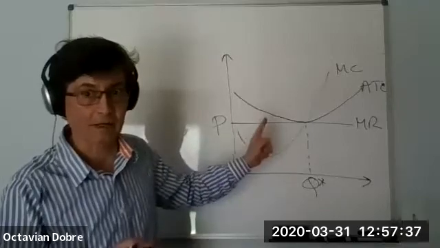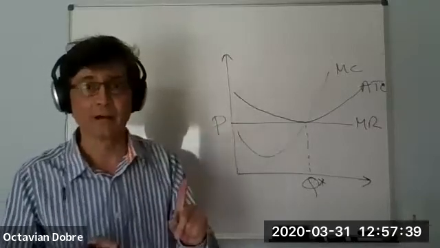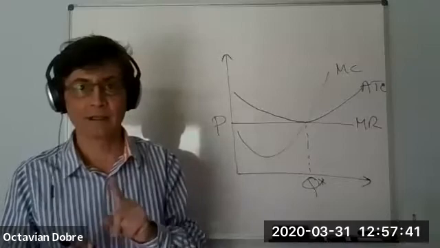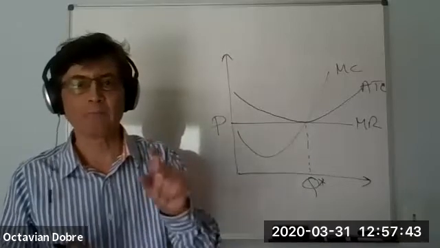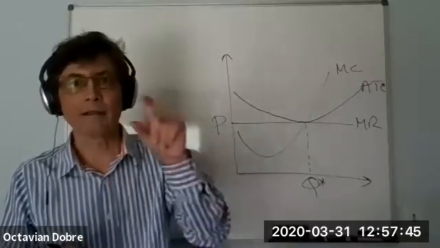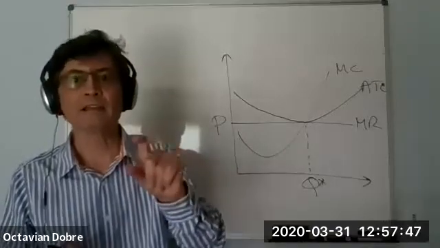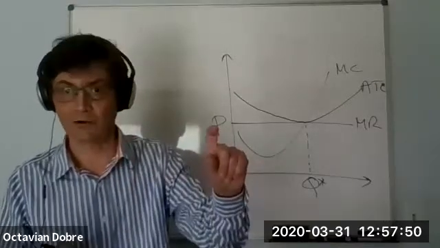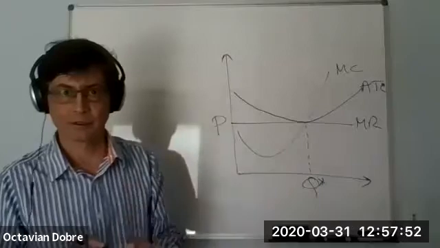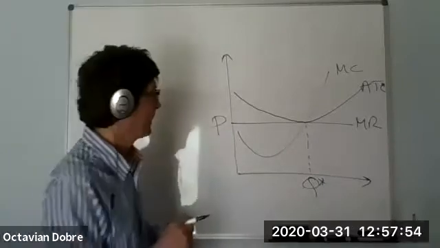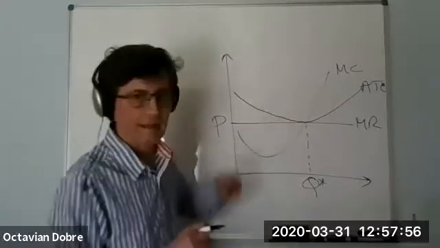They're making zero economic profits, but that's different from zero accounting profits. Zero accounting profits means you make no money. Zero economic profit means you're making just your opportunity cost. You're covering your opportunity cost. So this is a happy firm.